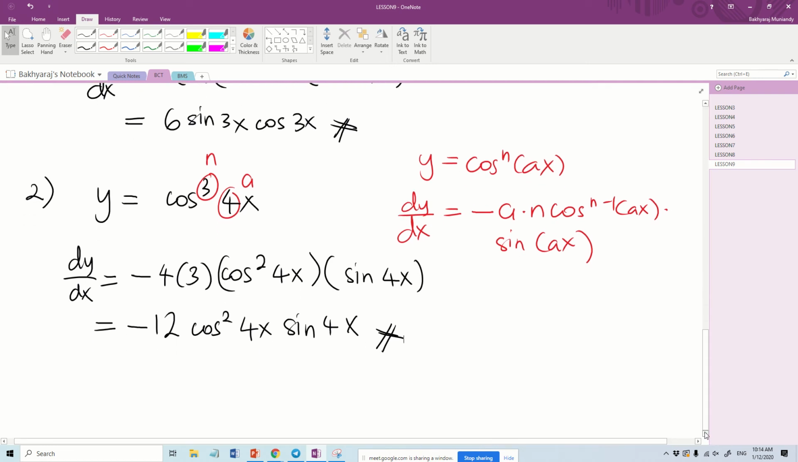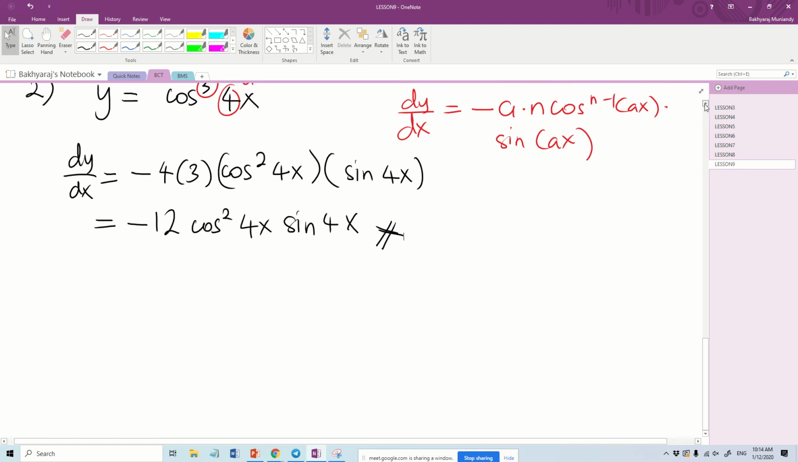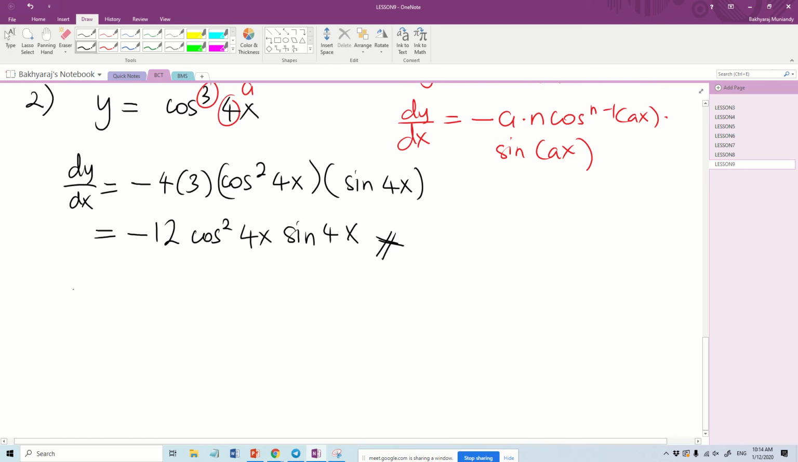Okay, so next I go for the next example. Number 3, y equal, let me give you, exponent 2x sine 5x. Now we need to use product rule because we have two functions. One is exponent, another one is trigo. So for this case, you need to use uv. One is u, another one is v.